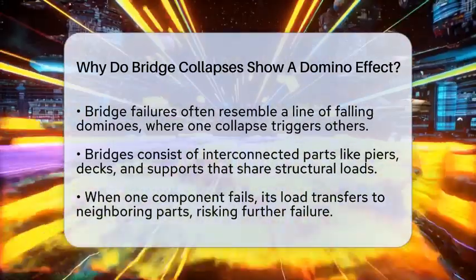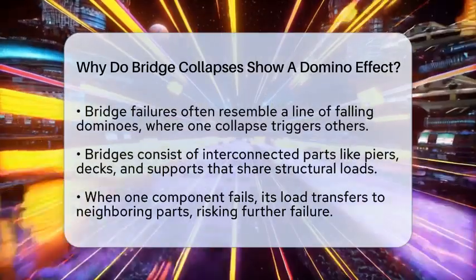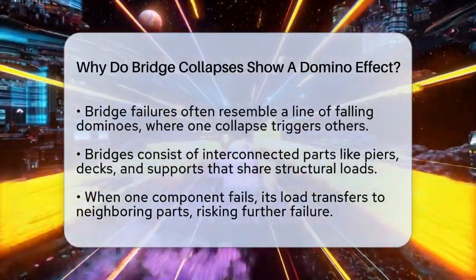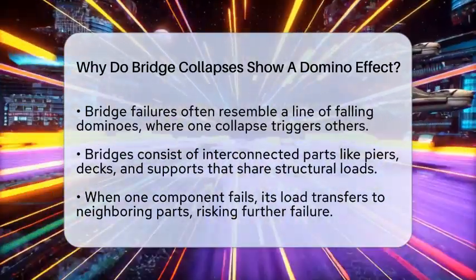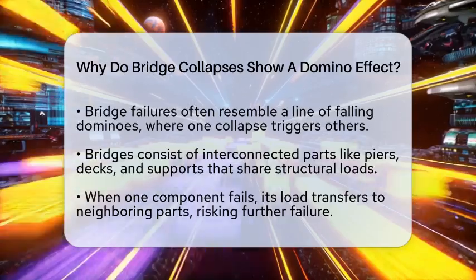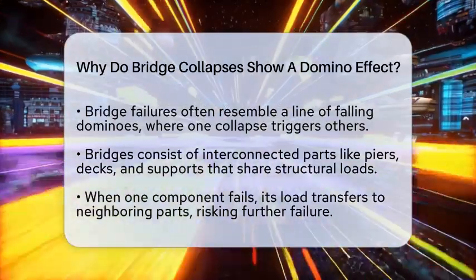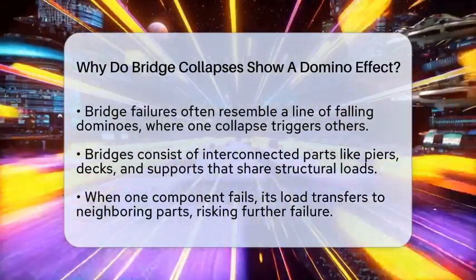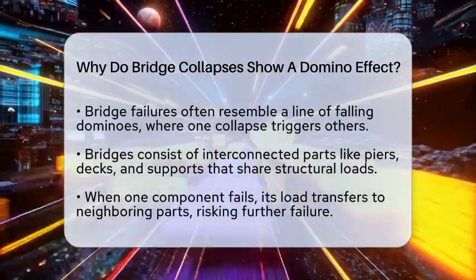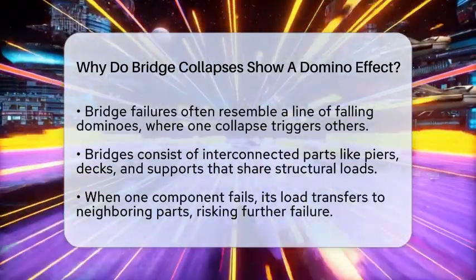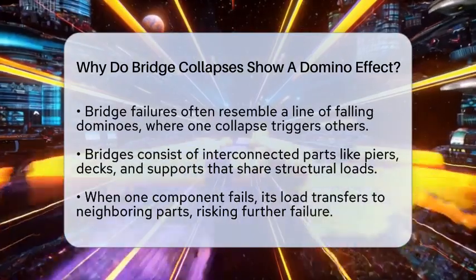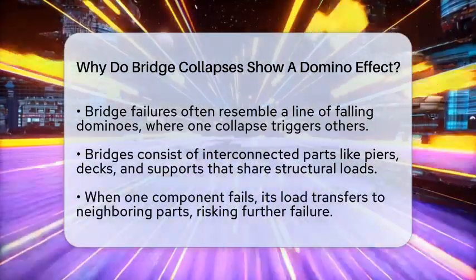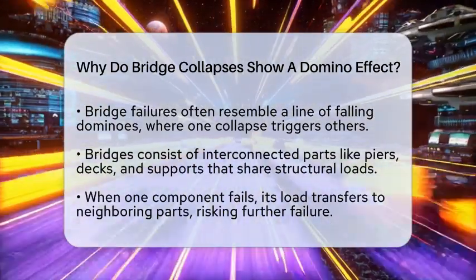apart. Bridges are made up of many interconnected parts like piers, decks, and supports. These parts share the load of the bridge and work together to keep it standing. When one element fails, it can suddenly transfer its load to neighboring parts that might not be built to handle it. This overload causes those parts to fail too, setting off a cascade of collapses.